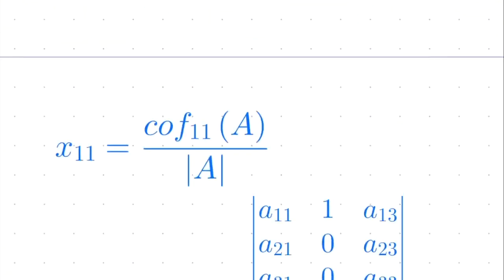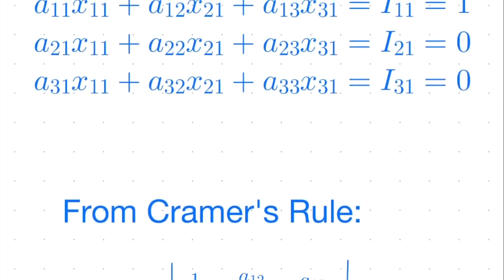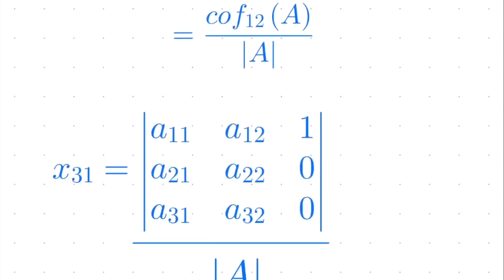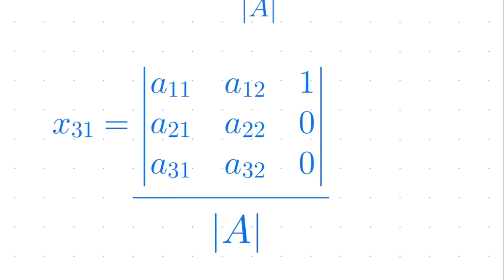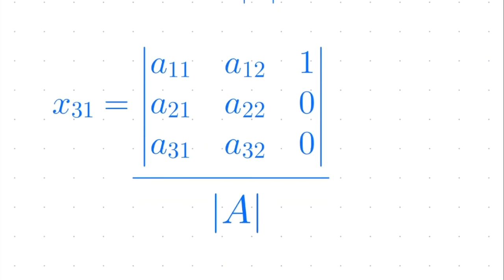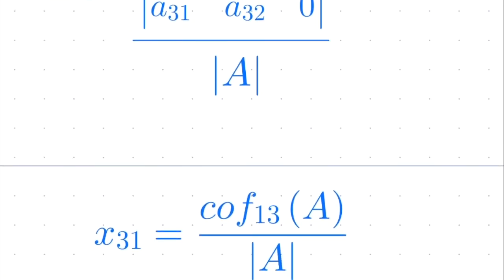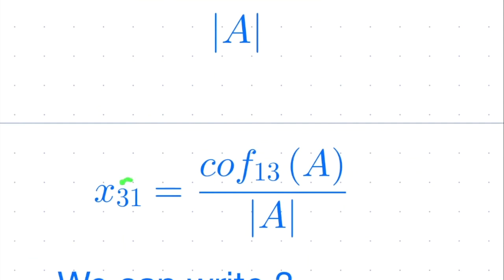Okay, and then if I do the same thing finally with x subscript 3,1, I would replace the third column of A by 1, 0, 0, leaving the rest of that matrix inside the determinant alone, and you could see when I take the determinant there and divide it by the determinant of A to get x subscript 3,1, because that 1 is in the first row and third column, really what I'm getting is the cofactor 1,3 of A divided by the determinant of A. And notice once again we get this reverse effect on the subscripts here.